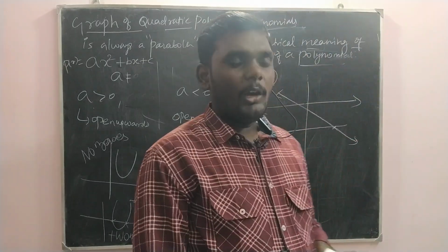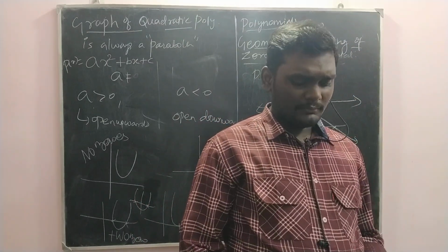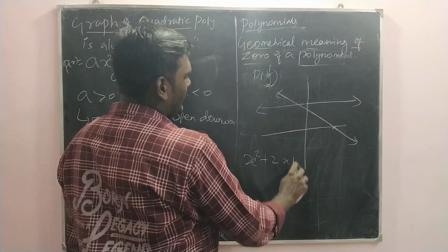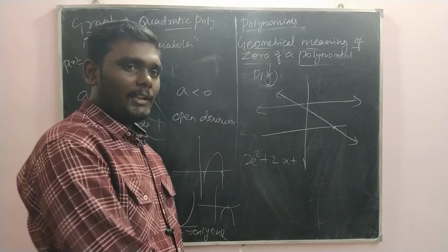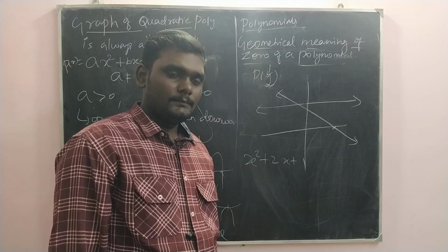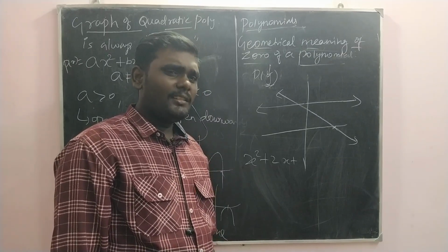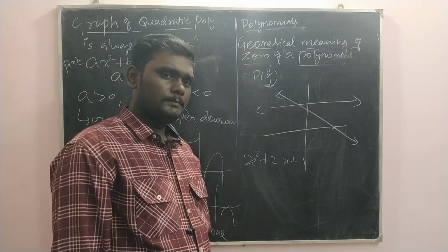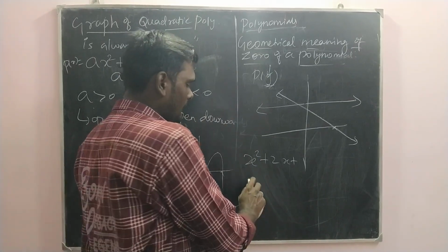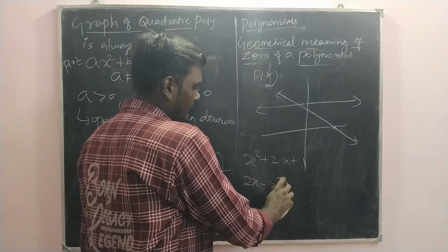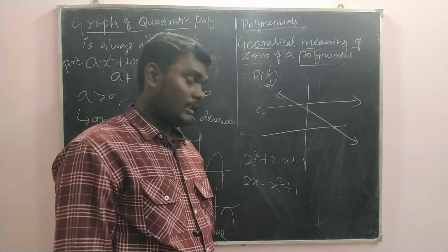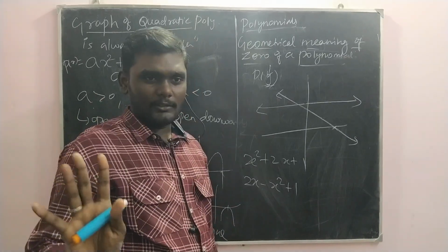Okay. Now, how to draw this graph? Anybody wondered? There is a polynomial like x square plus 2x plus 1. Can you say whether the graph of this polynomial opens upwards or downwards? Why is it upwards? Because the leading coefficient is positive. What about 2x minus x square plus 1? The graph of this polynomial opens downwards. So open upwards, open downwards, you got to know.